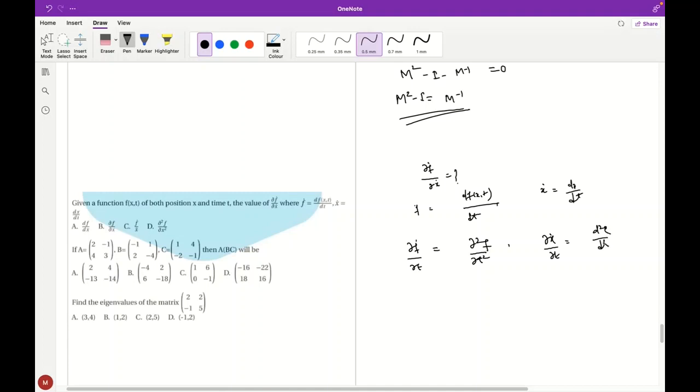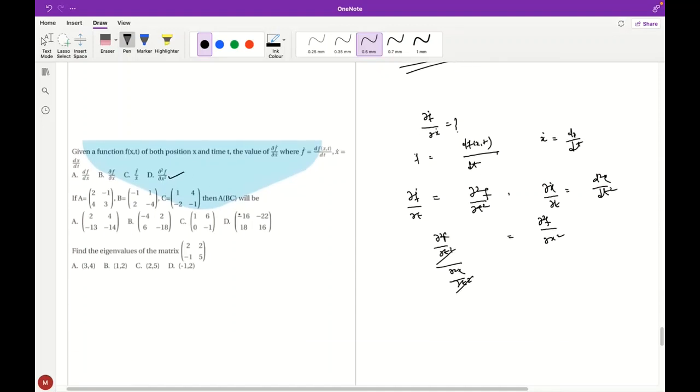over dt square. Put this and this above, so you will get del square f over del t square over del square x over del t square. This will cancel out and you will get del square f over del x square. So your answer D will be correct. In this question, you have to just calculate A, B, C. First, you have to multiply B and C, and then A. So you will get, I think, the fourth option is correct.